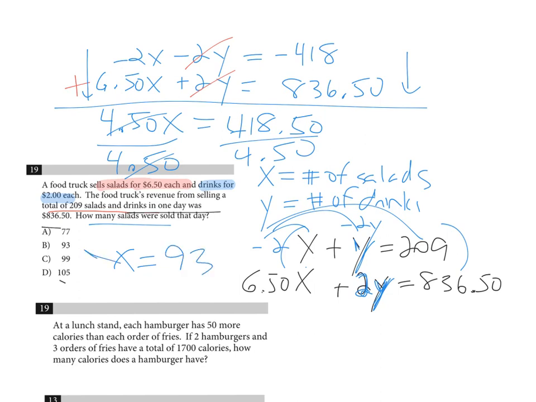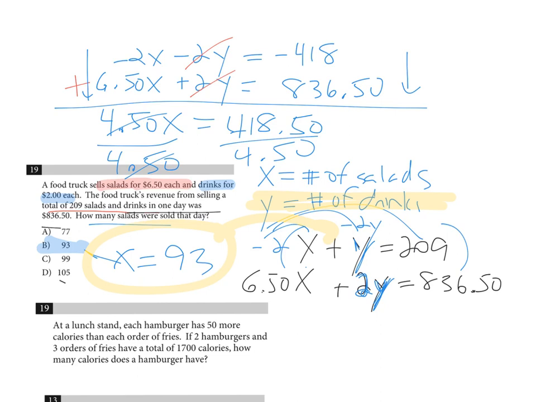So this particular food truck sold 93 salads. If they ask you for the number of drinks, that would have been y. We would have had to then plug that back into our equation to solve for y. But on the SAT, you don't want to do too much because you're working under a time constraint.